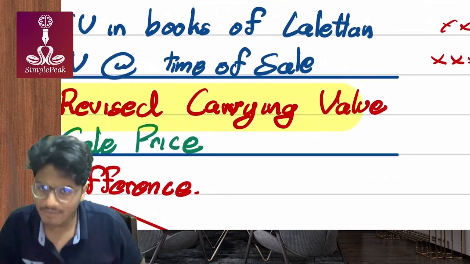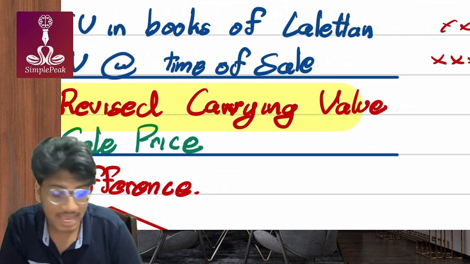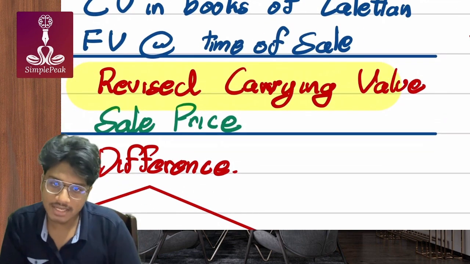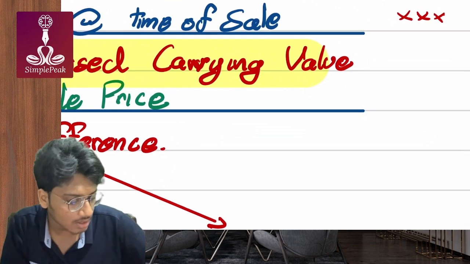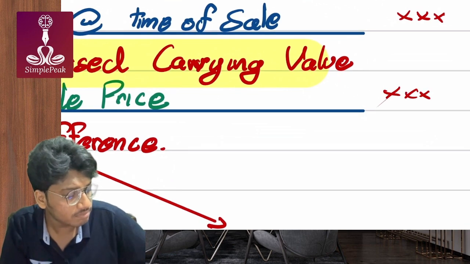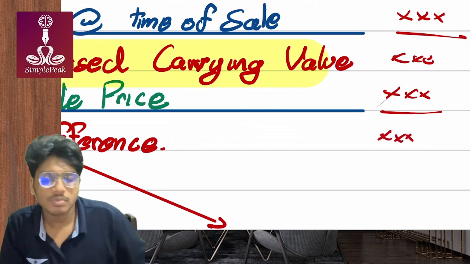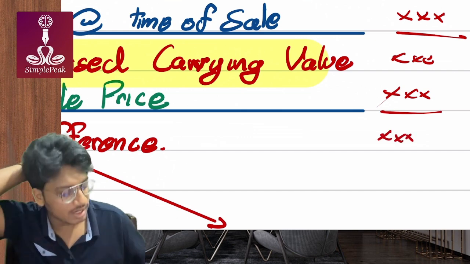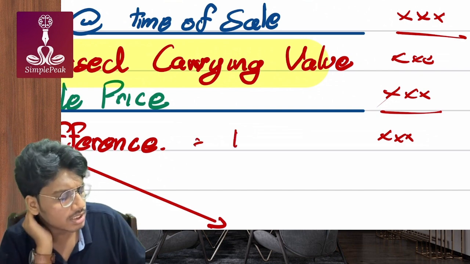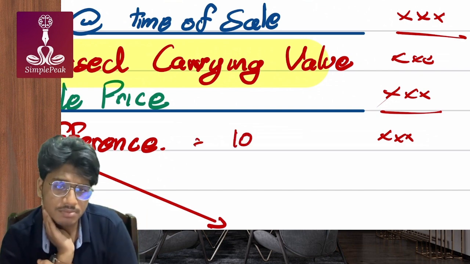Okay, now you have the revised carrying value, and the sale price has also been determined. You can get into the question. Flow number 1. You will get the difference amount. Now the treatment starts. Let's take the difference amount you got as 10 rupees or 15 rupees, whatever the case might be.